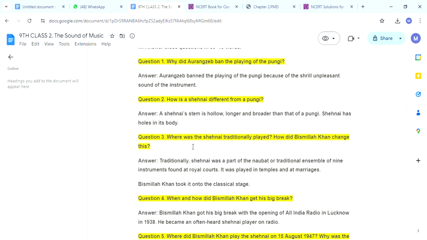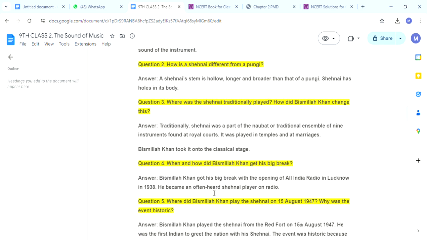Third one. Where was the Shahnai traditionally played? How did Bismillah Khan change this? Answer: traditionally, Shahnai was a part of the Naubat, a traditional ensemble of nine instruments found at royal courts. It was played in temples and at marriages. Bismillah Khan took it onto the classical stage.